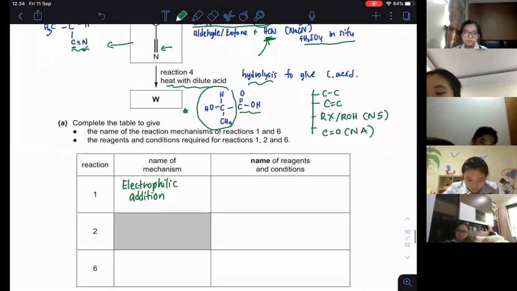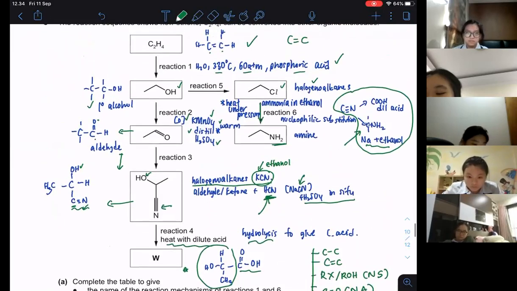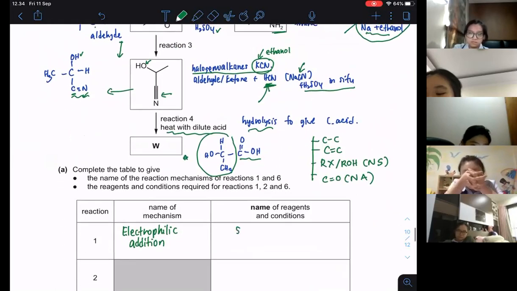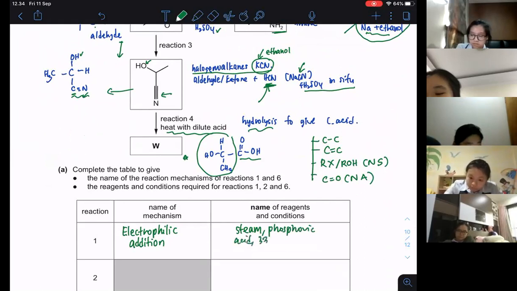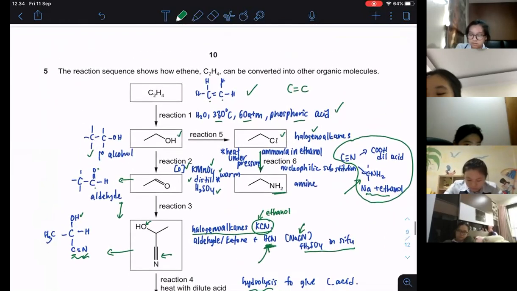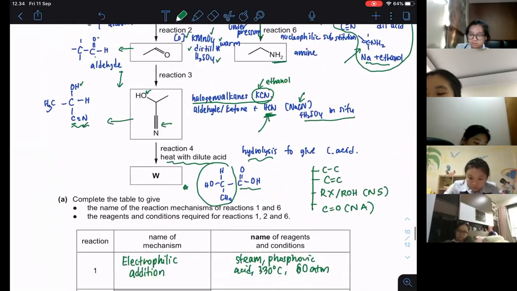Name and reagent and condition, I think it's already there. So the reagent is going to be steam, and then you need phosphoric acid. They want the name, so phosphoric acid, and then 330 degrees Celsius, 60 atm. So 60 atm, phosphoric acid, and everything is there.